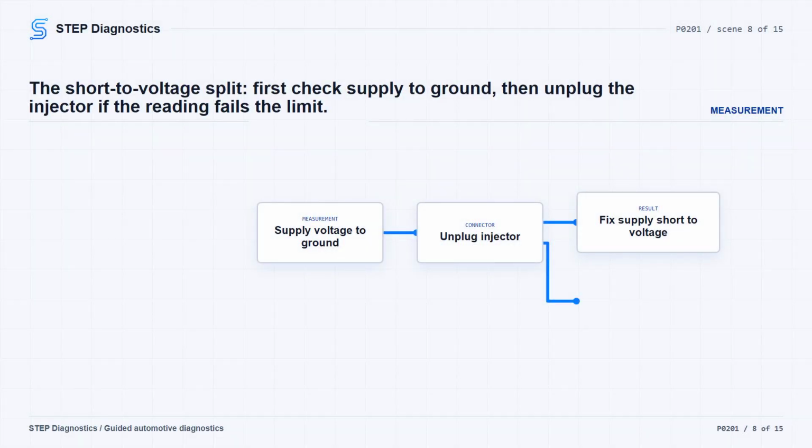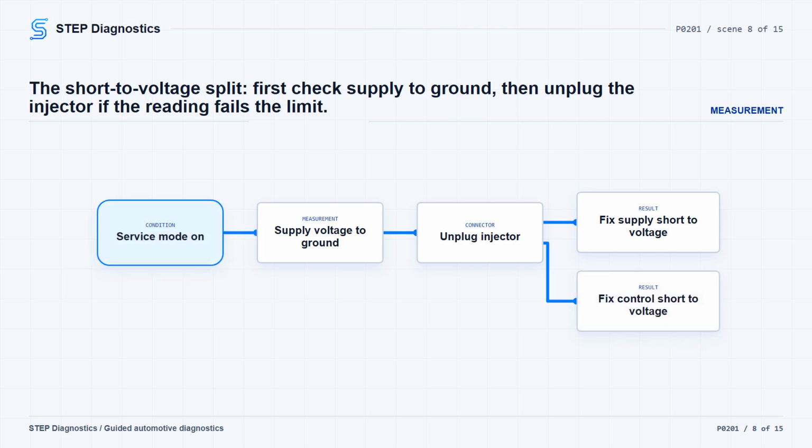If the voltage supply to ground resistance is infinite, turn ignition on in service mode and test voltage supply at the control module harness to ground. The expected result is less than 1V. If it is 1V or greater, disconnect the cylinder 1 injector and test that same point again for less than 1V. If it stays 1V or greater, repair the short to voltage on the voltage supply circuit. If it drops below 1V, repair the short to voltage on the voltage control circuit.